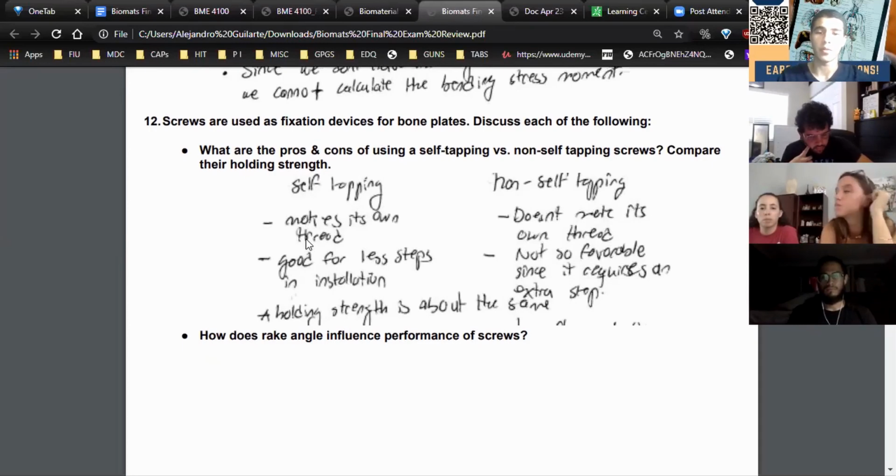What's different about the holding strength is that as you increase the radius, or the radial distance, of the screw, it actually becomes harder to pull out.